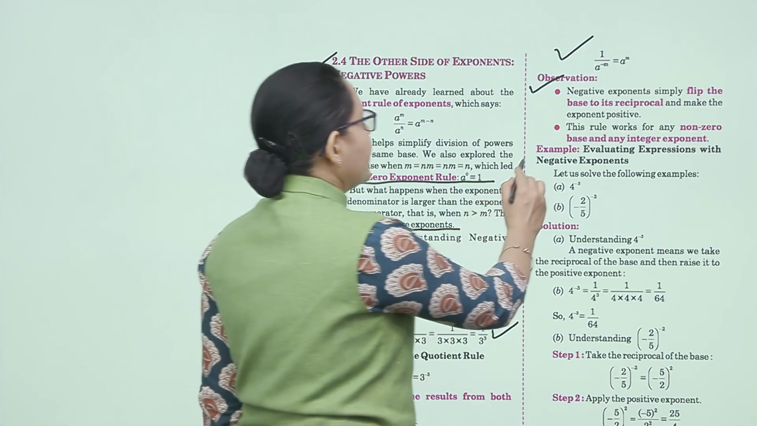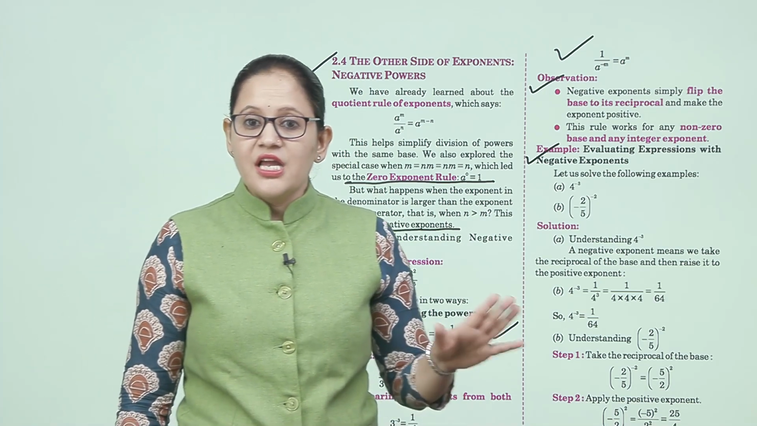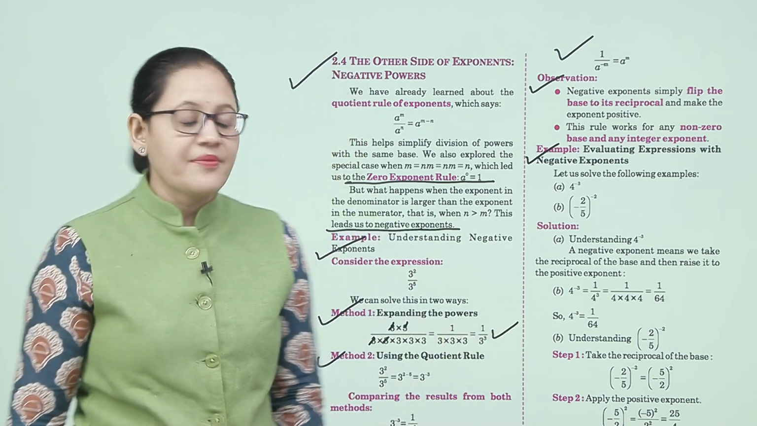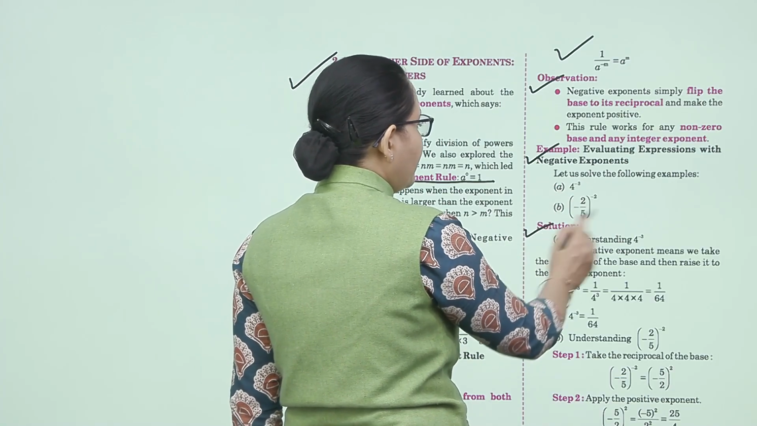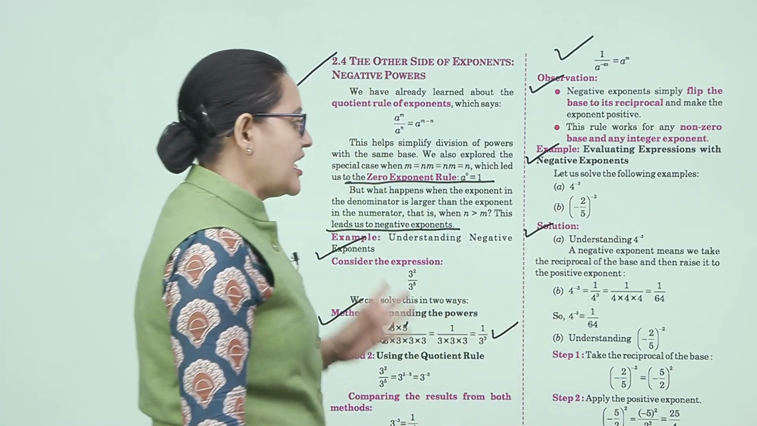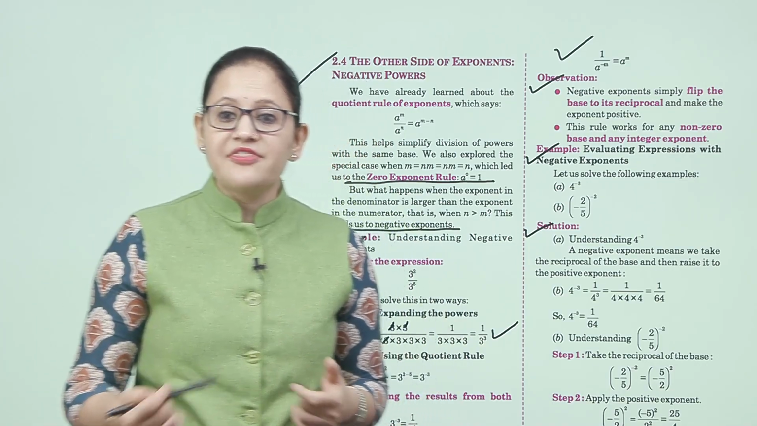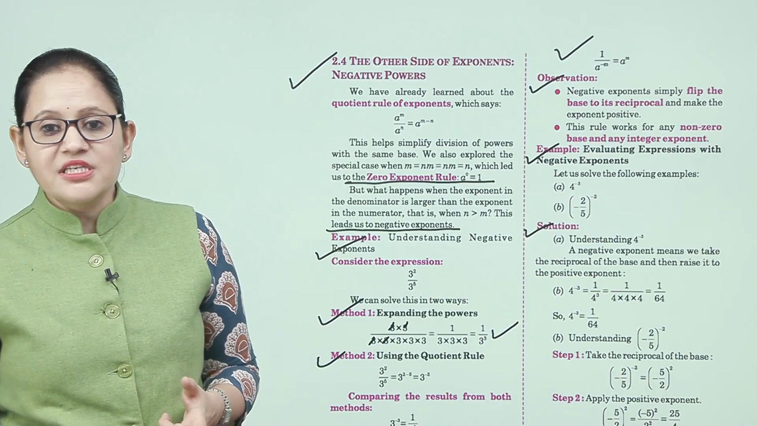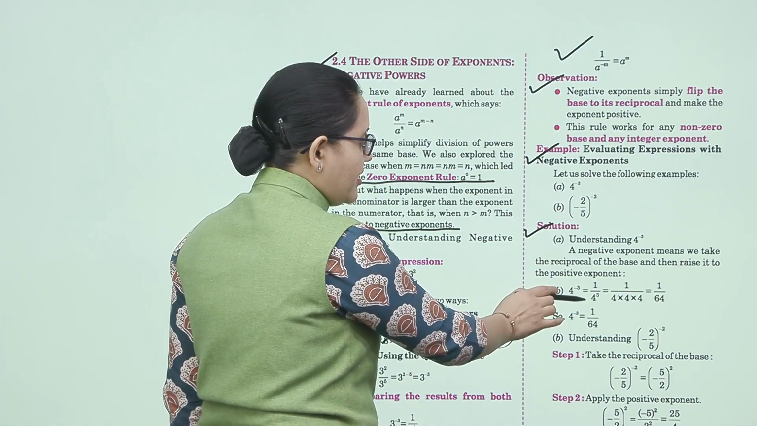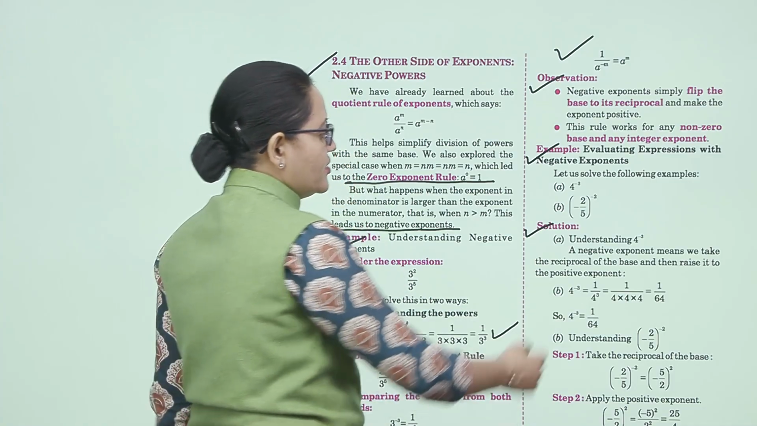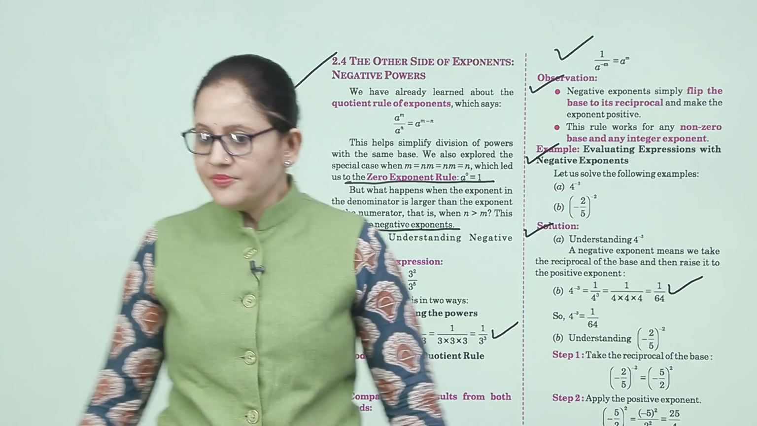Now, we will take an example here, evaluating an expression with a negative exponent. If the exponent is negative, let us solve the following example: 4 to the power minus 3. Now, understand 4 to the power minus 3. A negative exponent means we take the reciprocal of the base and then raise it to the positive exponent. So that equals the reciprocal, 1 upon 4 to the power 3. So we'll solve it: 1 upon 64. Clear?